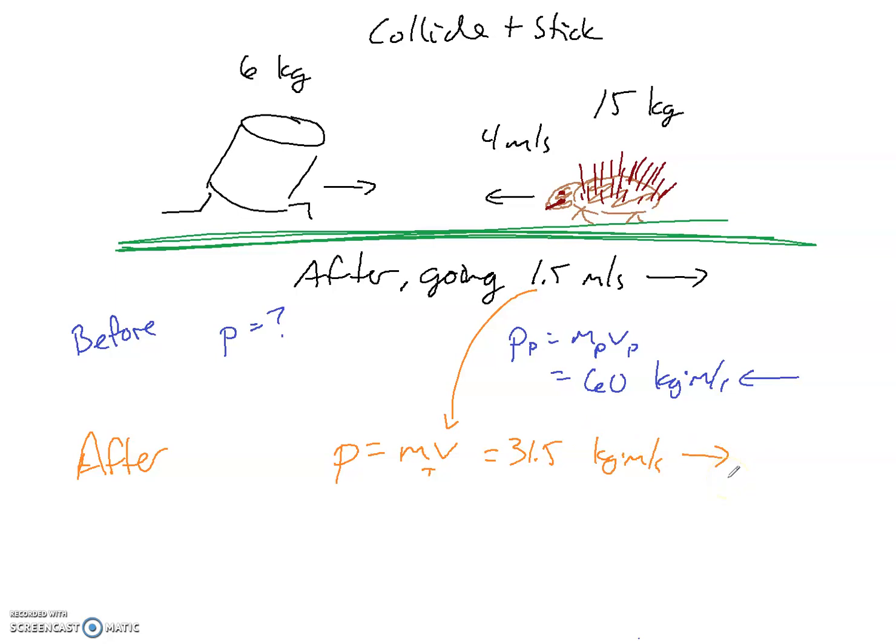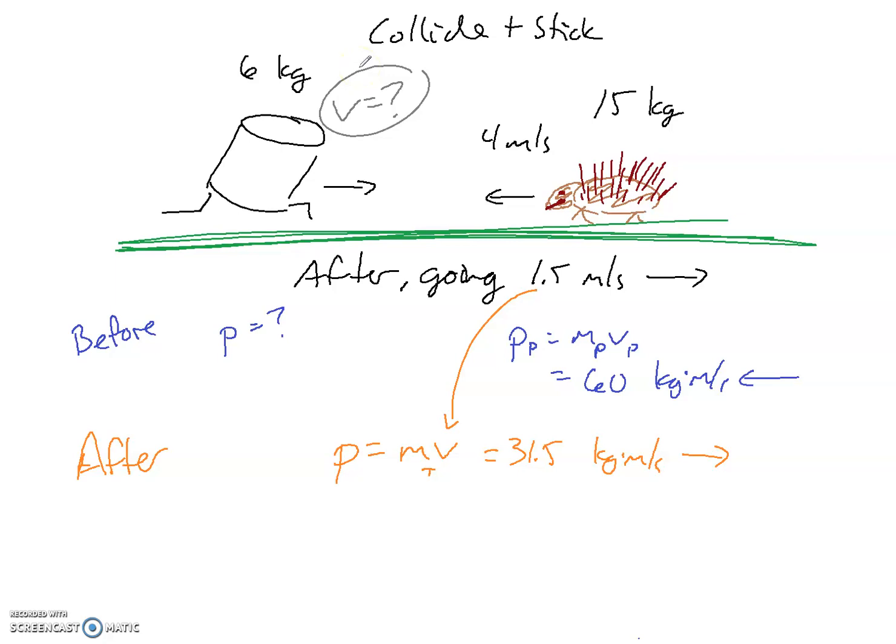Okay, so let's piece a couple things together here. My porcupine came in with 60. I don't know what the marshmallow came with, but I know afterwards, after they stick together, they've got 31.5 going towards the right. So that tells me that definitely, once again, the marshmallow won, and I'm going to try and use that information to find out how fast my marshmallow was going.